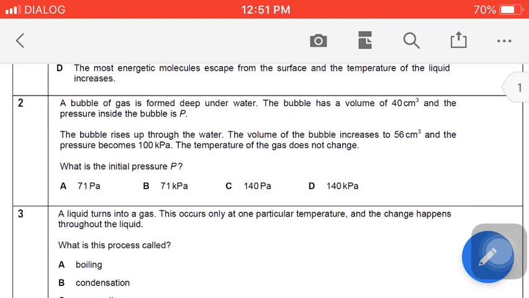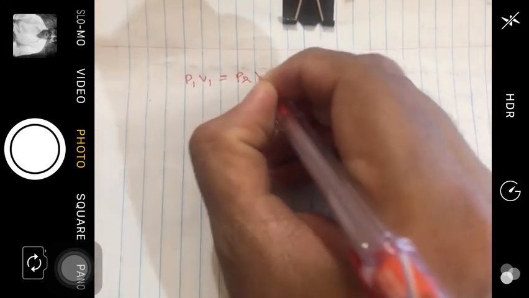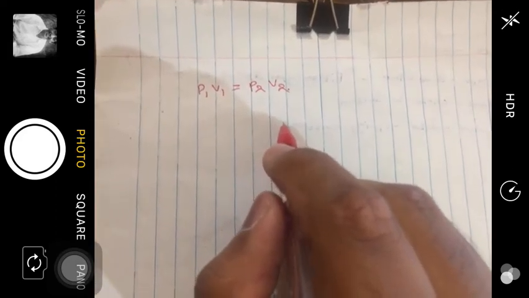Initial pressure, you have to apply P1 V1 equals P2 V2. You just have to apply P1 V1 equals P2 V2. Initial pressure times initial volume equals final pressure times final volume. So the initial volume is 40 centimeter cube, and as the bubble comes towards the surface, the volume should increase, and it is increasing.